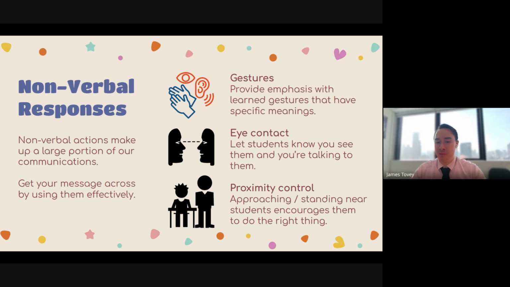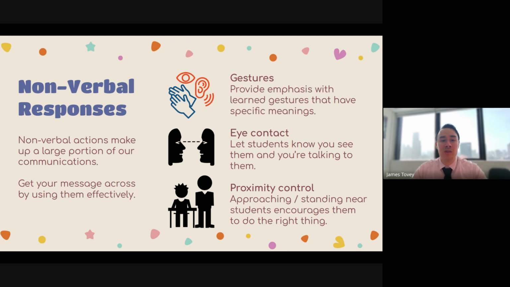Gestures. So, as we talked about before, provide emphasis with learned gestures that have specific meanings. Eye contact, very important. Let students know you see them and that you're talking to them, right? If you're staring off to the side and you're just talking, students are just like, what's going on here? It doesn't make any sense. And eye contact is also very good when you are just in general scanning around the room as you present, or as you give directions to what the students are supposed to do. When you make eye contact, it means something, right?